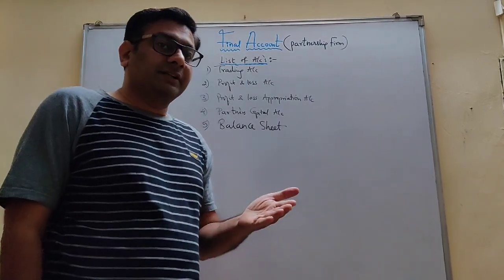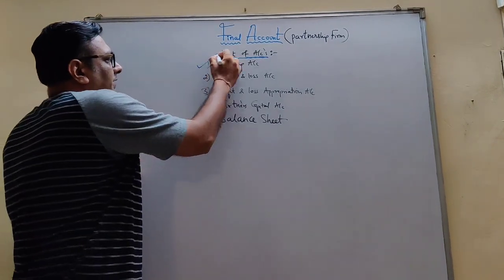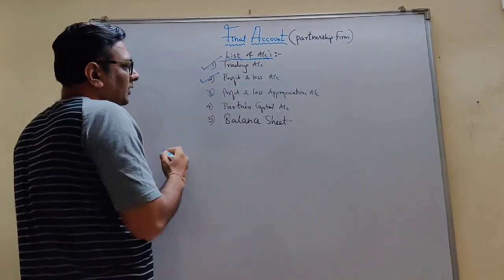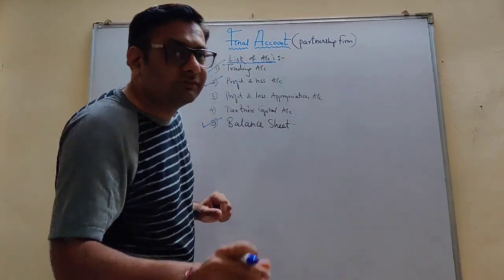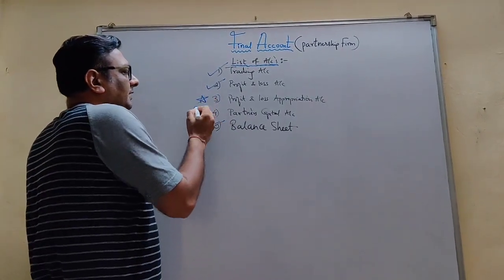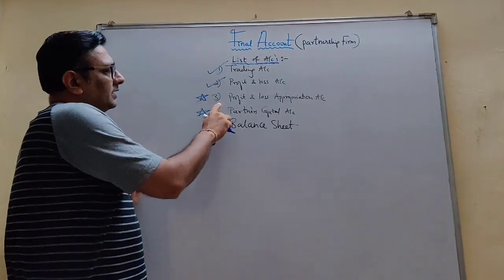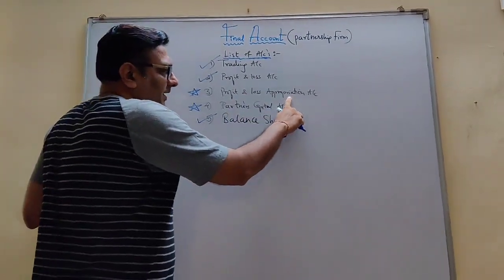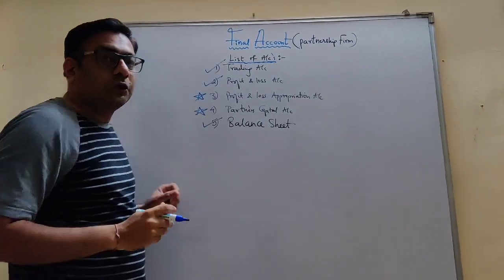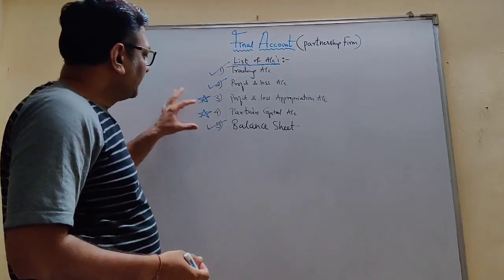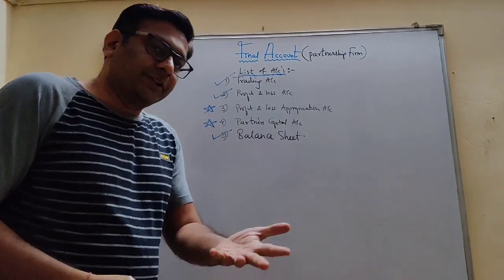Students, in class 11 when you did a final account, you made only these 3 accounts: trading account, profit and loss account and balance sheet. This year in class 12 you have these 2 new additional accounts you have to make, that is profit and loss appropriation account and partners capital account. So these are the new accounts for you. We are going to focus on these new accounts in the next video.